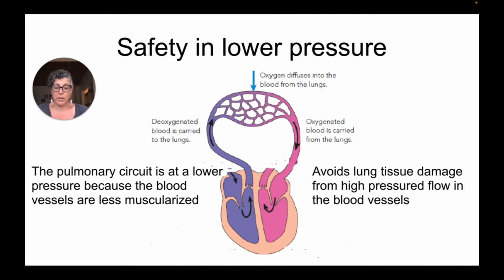And this is important because the lungs are extremely delicate tissue. We're going to avoid having that tissue damaged due to a high pressure flow in the blood vessels, because they could basically burst the blood vessels if the pressure was too high, and then that would damage the lungs and potentially cause a problem for that particular individual.